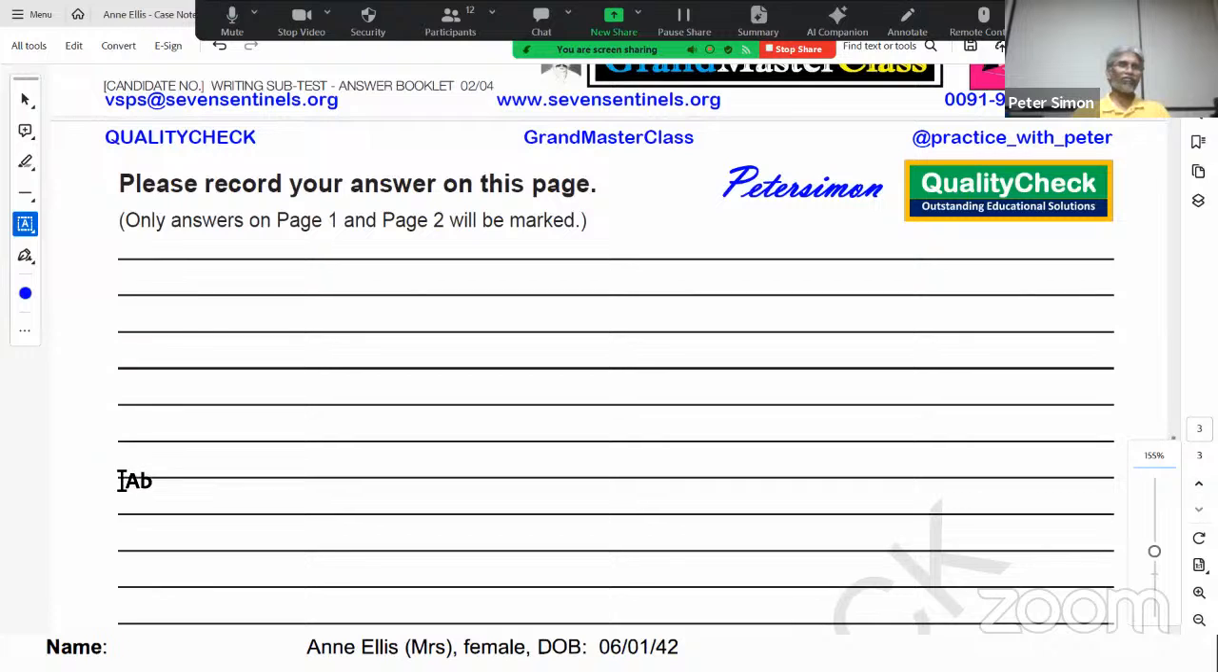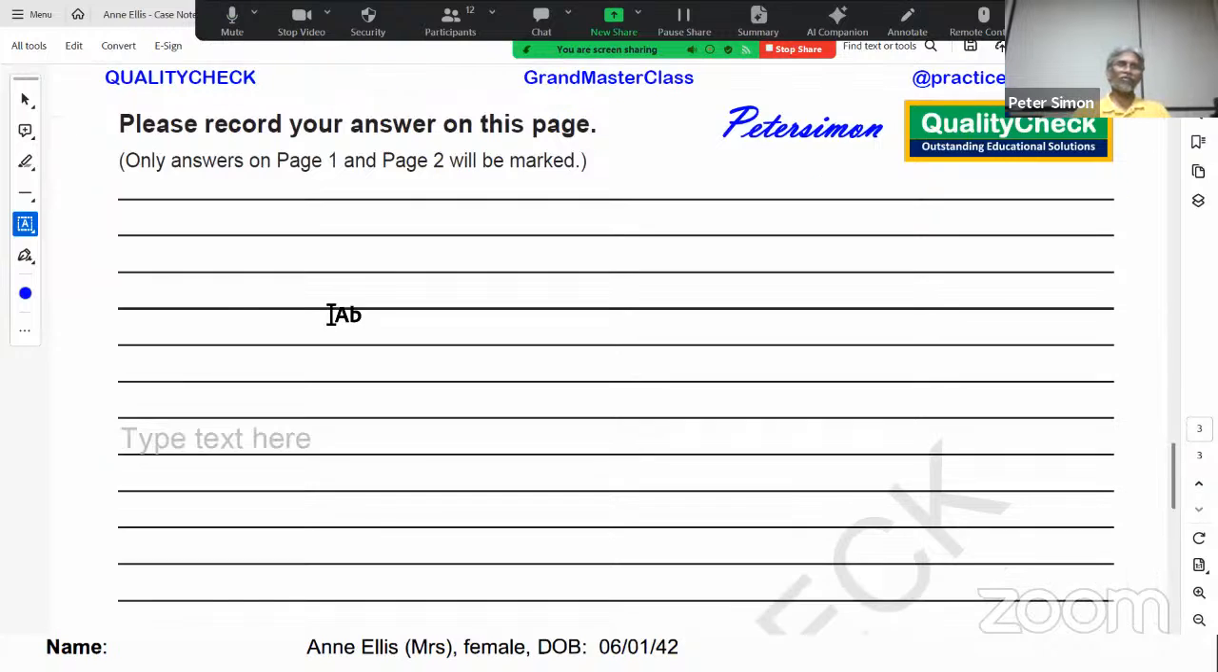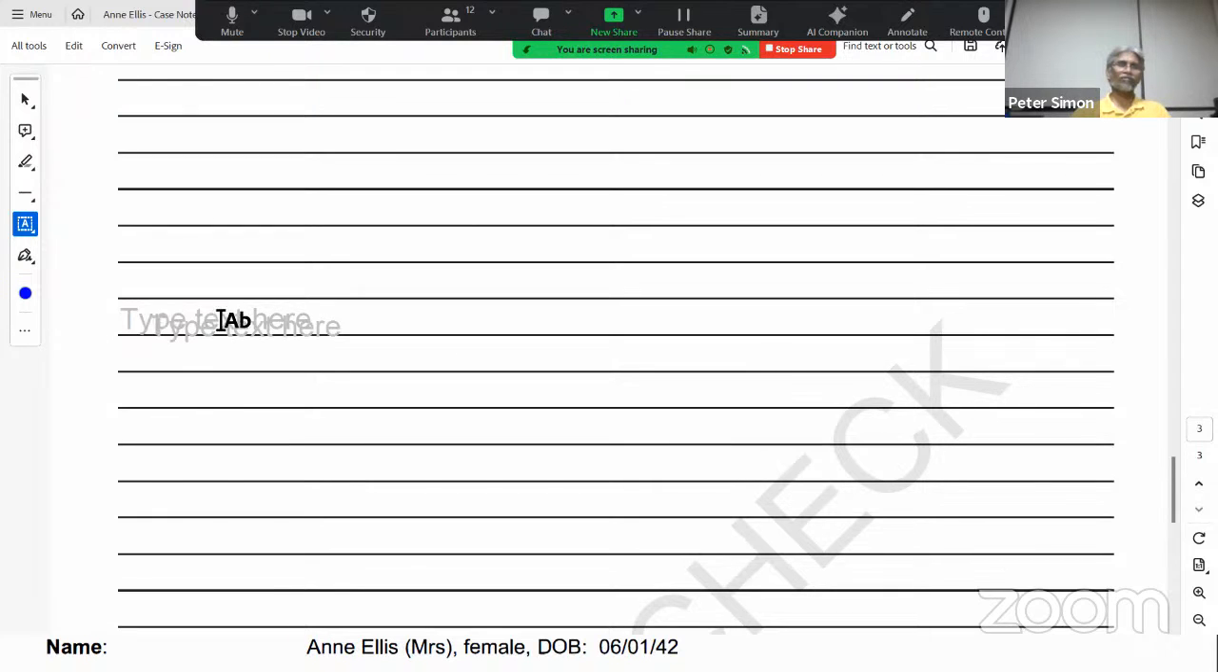Okay, so let us start from here. So these are the starters, suppose.